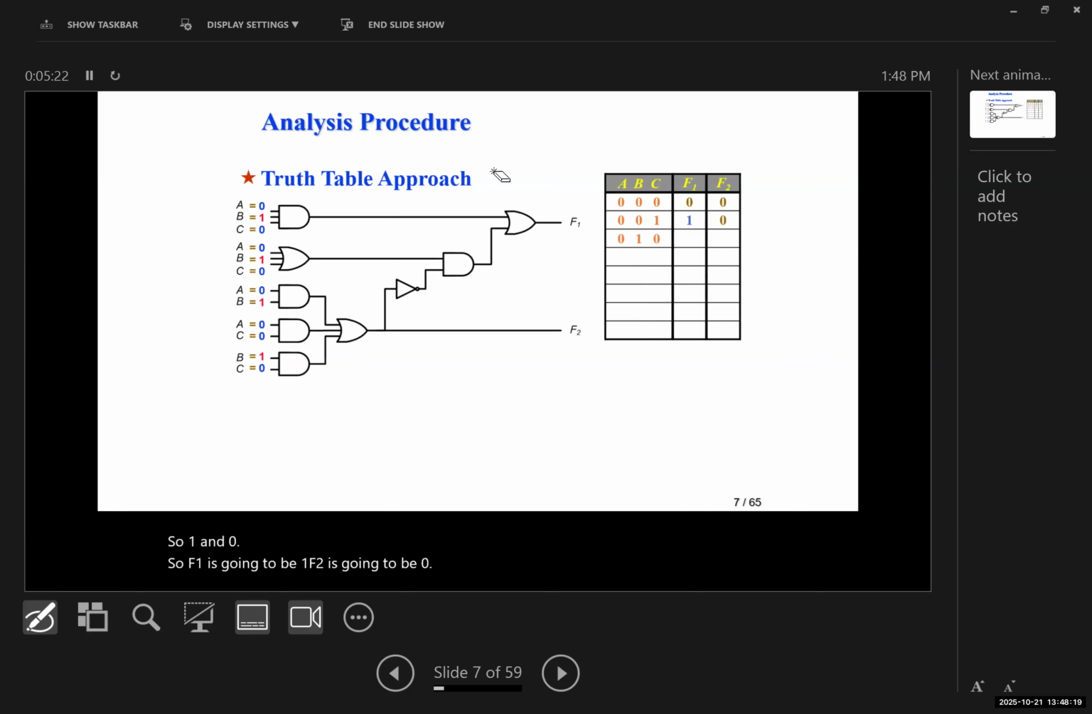What if ABC is 0, 1, 0? What is the first gate? The AND is going to be 0. Second gate, the OR, 1. The next AND is going to be what? 0, 0. 0, 1. 1 and 1, 1, 1. What about F2? So F1 is 1 and F2 is 0.